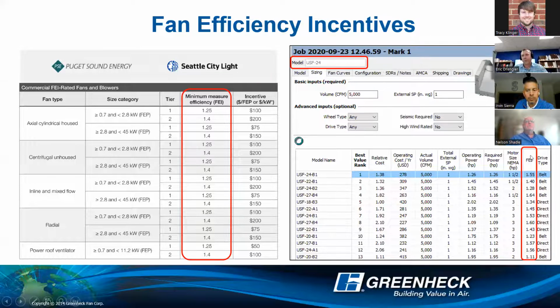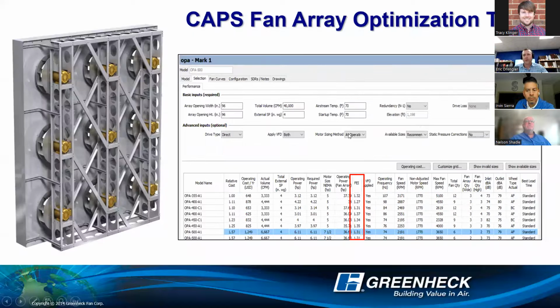And you see we have FEI published in our selection software and certified through AMCA. This is a utility set. We also have that through fan arrays.